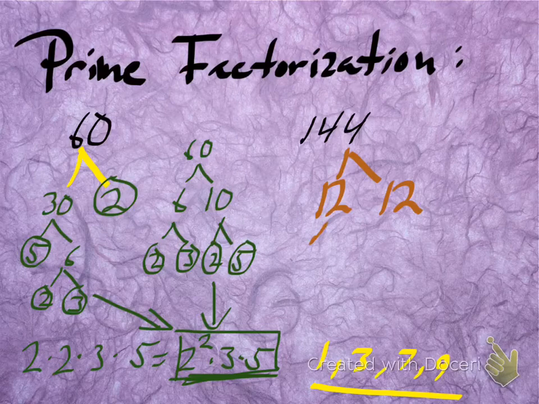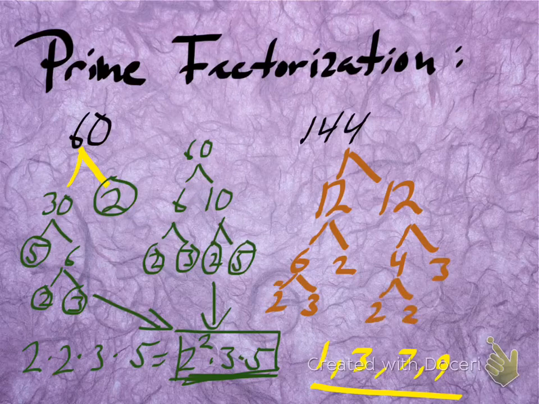And now all we have to do to finish this is, what's 12 break into? 6 and 2, and the 6 can break into 2 times 3. This one over here, let's do it a little differently. Let's break it into 4 and 3. That'll also give you 12, and the 4 breaks into 2 and 2. It doesn't matter. You notice on the left side I get a 2 and a 3, and on the right side I get a 2, a 2, and a 3.